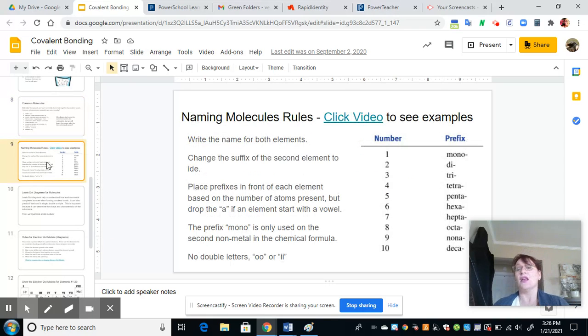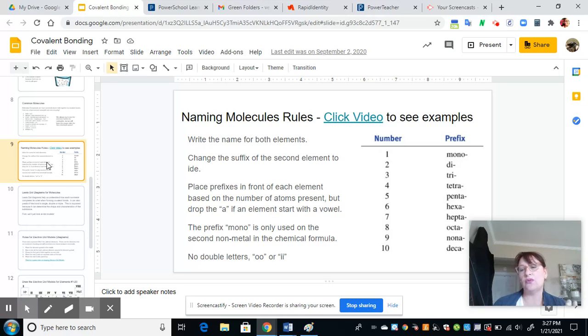Now, use the common name if you know the common name. If you don't know the common name for a covalent compound, then you have to name it. And because they can bond in lots of different ratios, when you give the name of the compound, you have to specify how many atoms of each type. For example, we're not going to say carbon oxide. We're going to say carbon dioxide because there's two oxygens in it.